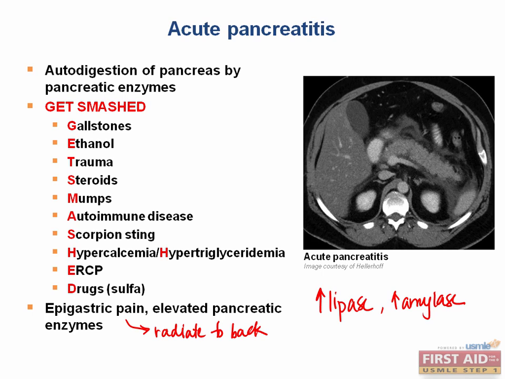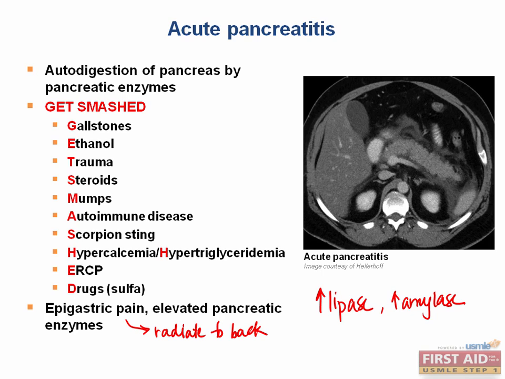Effects of pancreatitis on the body include DIC, ARDS, diffuse fat necrosis, hypocalcemia, and pseudocyst formation, which is lined by granulation tissue rather than epithelium and can lead to hemorrhage. Pancreatitis can also lead to infection and multi-organ failure, and can be quite life-threatening.